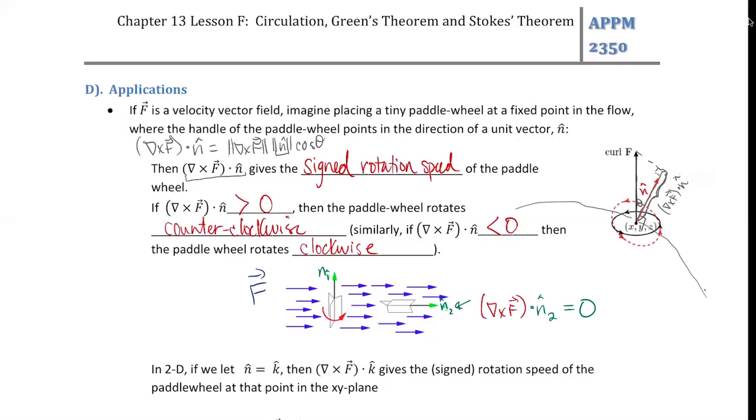As opposed to here, with N1, I would expect that when I dot my curl vector with the normal vector N1, I'm getting rotation. And because it's going counterclockwise, I would expect this quantity to be positive.